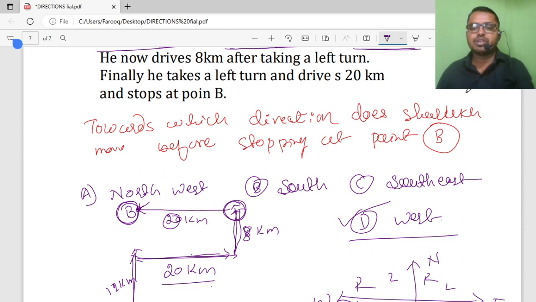So in this video only this much. In the next video again we will go to the next concepts: direction based on rotation, based on shadow, and direction and distance based on the Pythagoras theorem.